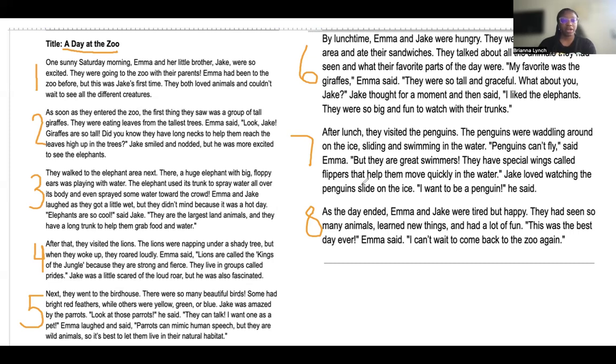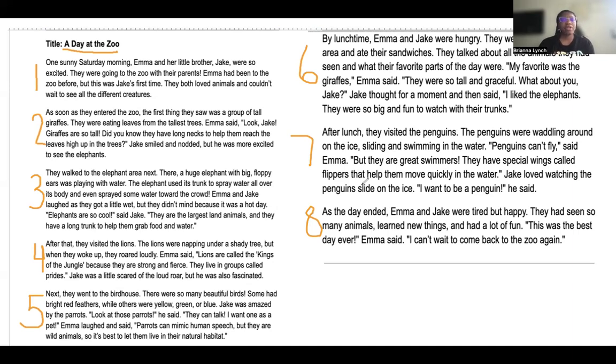Next, they went to the birdhouse. There were so many beautiful birds. Some had bright red feathers, while others were yellow, green, or blue. Jake was amazed by the parrots. "Look at the parrots," he said. "They can talk. I want one as a pet." Emma laughed and said, "Parrots can mimic human speech, but they are wild animals, so it's best to let them live in their natural habitat."